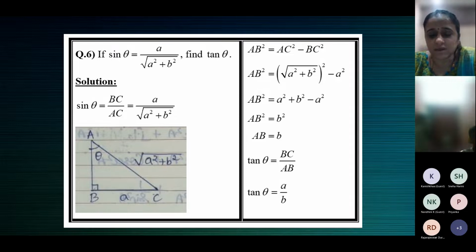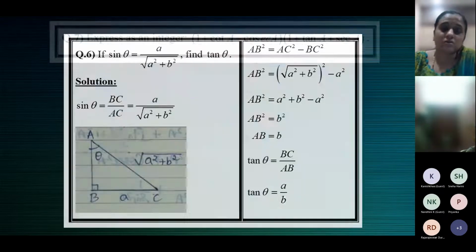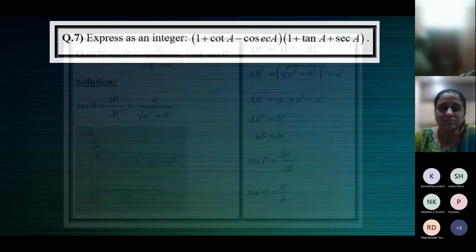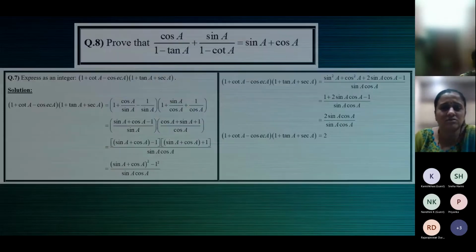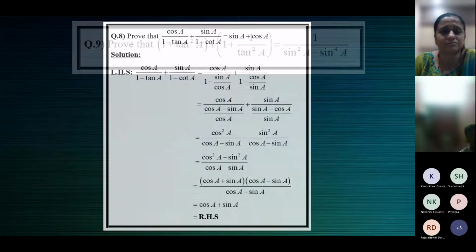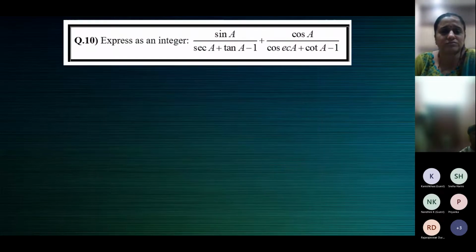Those who have completed, Ramanathan, Sneha, and Harini, have you taken a screenshot of this one in the last class? This one. Okay. So let me explain this. One minute. This is all proof.